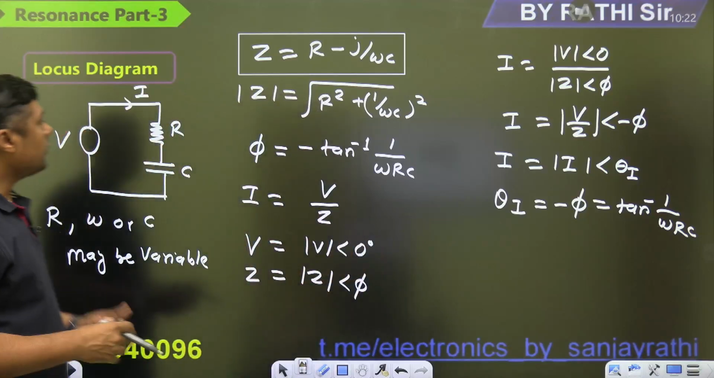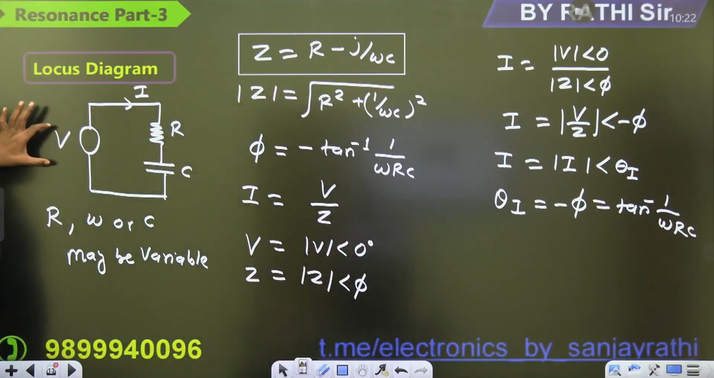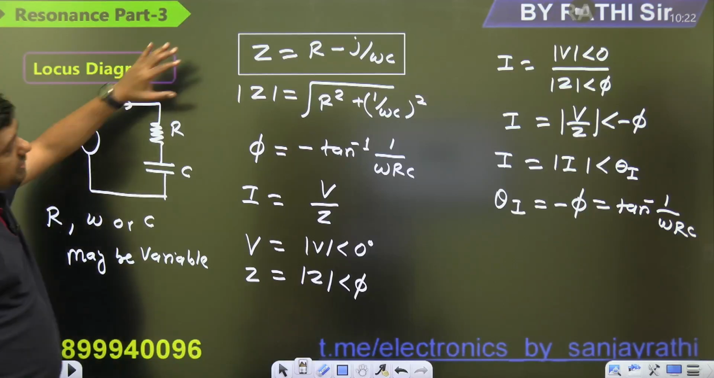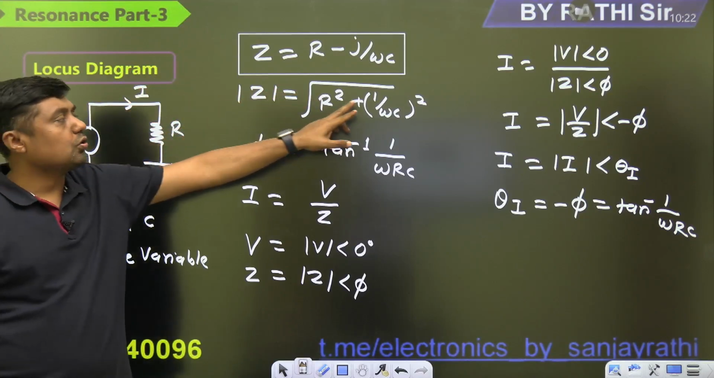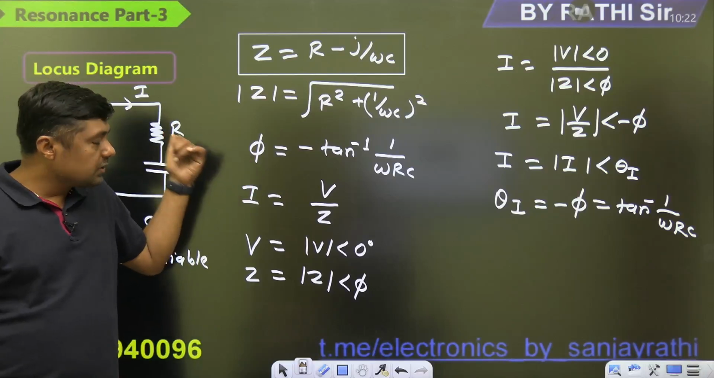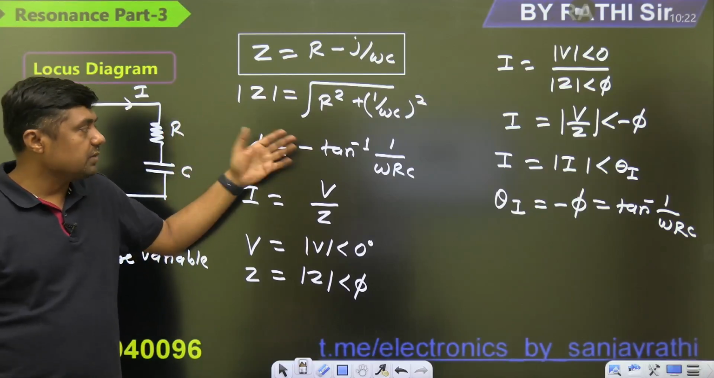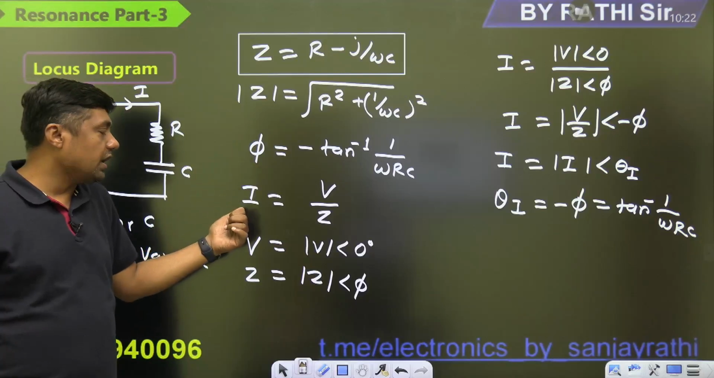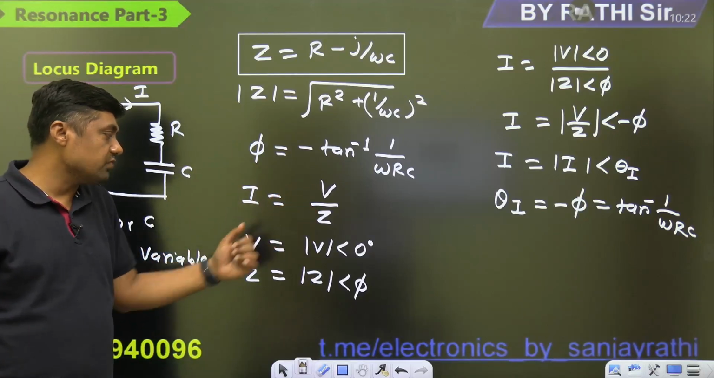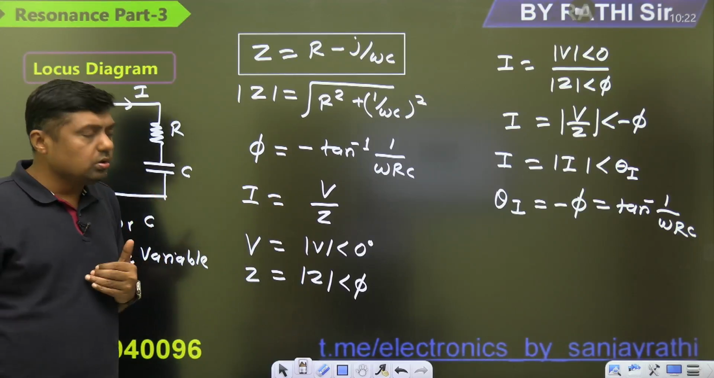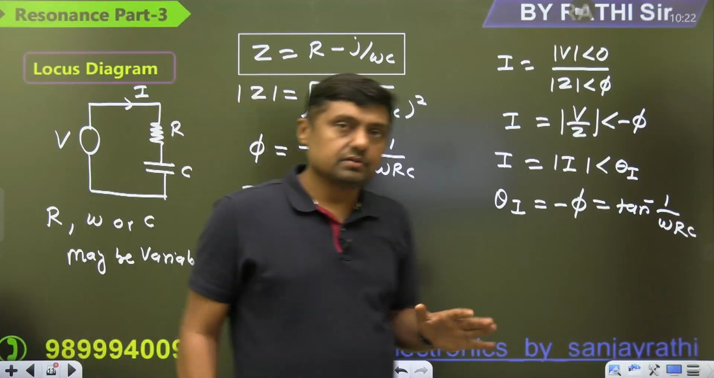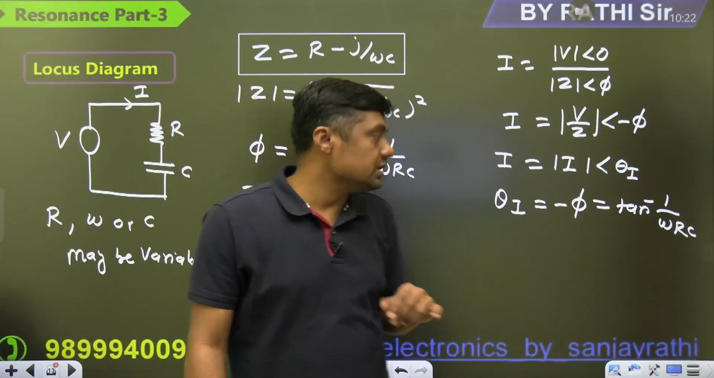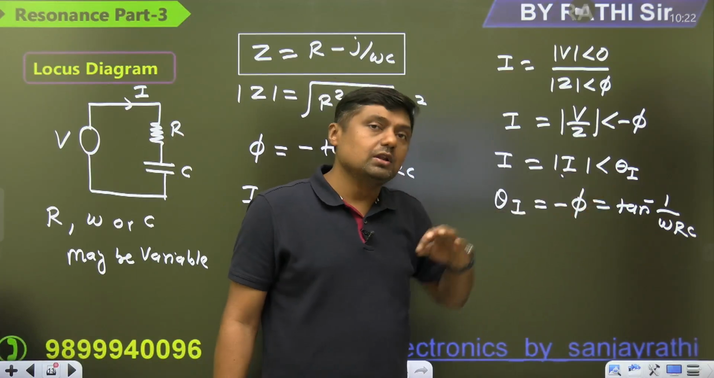So first of all, in an RC circuit, V is a constant, maybe R variable, maybe omega variable, or maybe C variable. Any one of these three is variable. So the impedance will vary, because impedance depends upon R or omega or C. Then phi, the angle of Z, will vary, tan inverse 1 by omega RC. When this varies, what about the I? I will vary because V is constant and Z is variable. So magnitude as well as phase will both change.